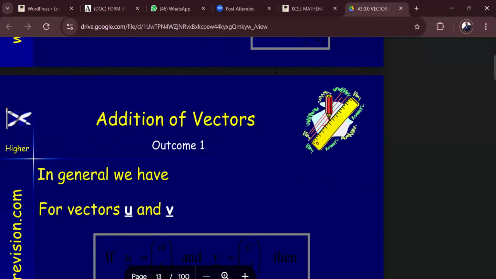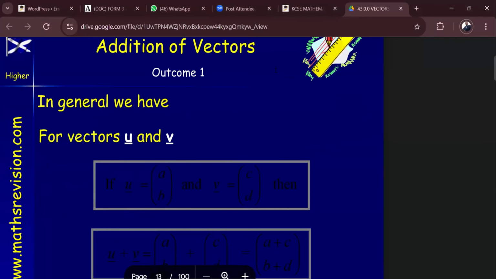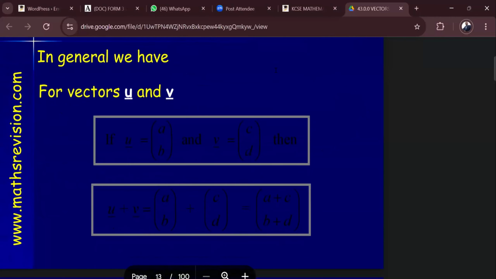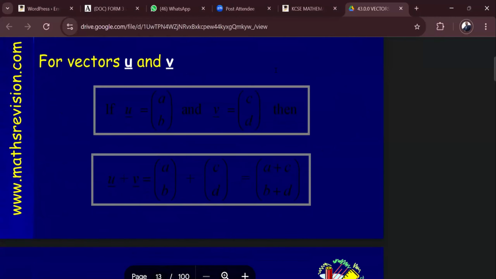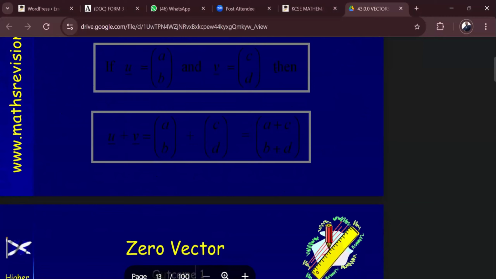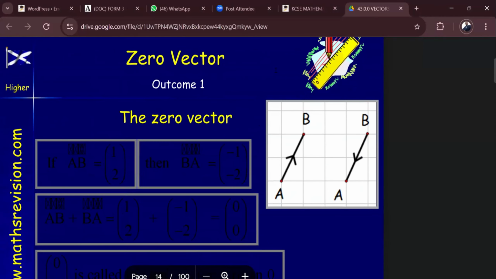I can see there are several others who wanted to try. There are still more questions. If you have vectors U and V, U plus V should be A plus C. If U is AB and V is CD, you add them as A plus C and B plus D. That is a general way of adding vectors. Subtraction of vectors happens the same way: X goes with X and Y goes with Y.